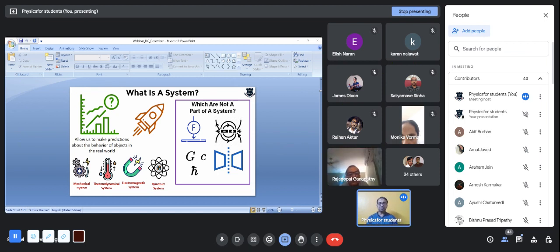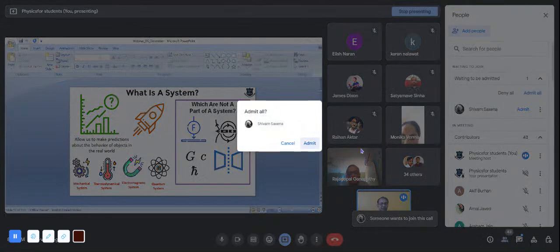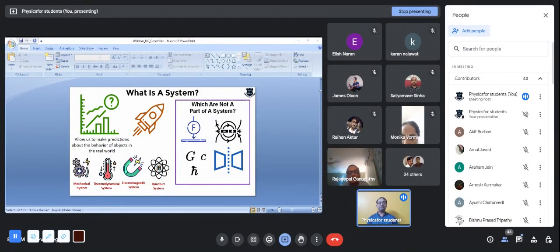Now you might ask the question: what is not a system? For example, on the right-hand side, the blue box tells us that force in itself, until it interacts with anything, is not a system. The gravitational constant is not a system, because these are again constants. Speed of light, constant. Reduced Planck's constant, constant. Symmetry, constant. So these are what is called not a system.